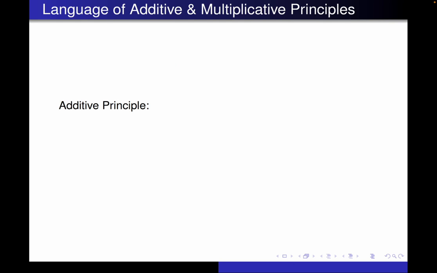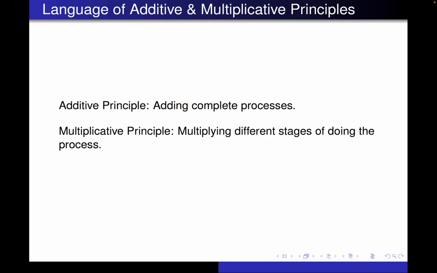So the additive principle, to sum up, we're adding complete processes together. We have all these processes, they are already complete, and all we're doing is adding them together, making sure that there are none in common between both processes. For the multiplicative principle, we are taking those processes in parts. We're multiplying different stages of doing the process.